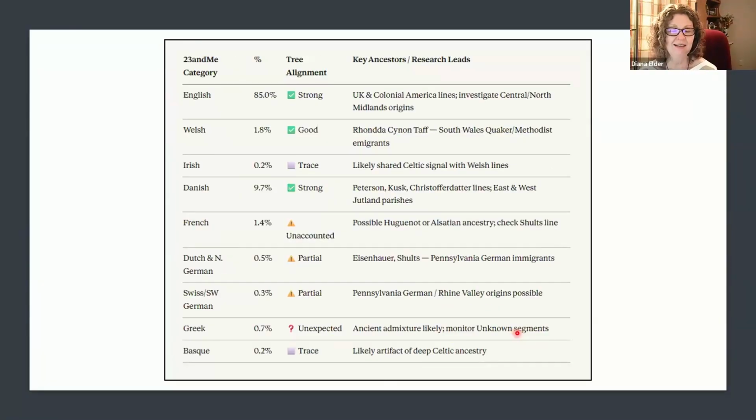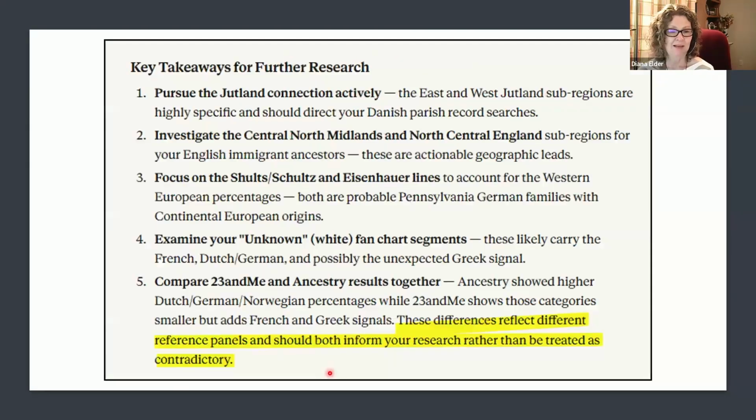And then, as in the AncestryDNA ethnicity estimate, it made a little chart here for me. And this time it decided to put in some fun little icons here about strong or good or unaccounted, partial. So I also thought this was a fun way to break that down and remember that. And then it gave me some key takeaways.